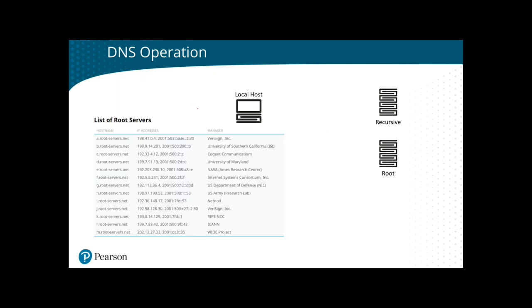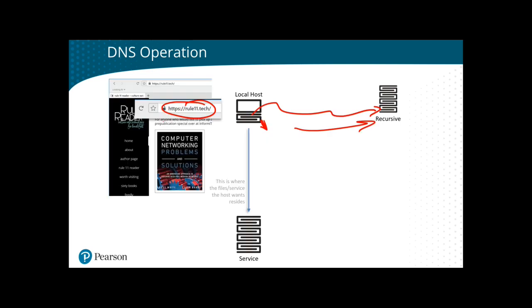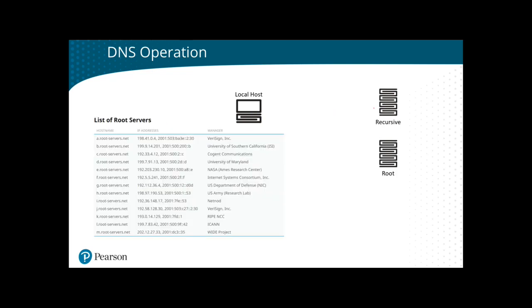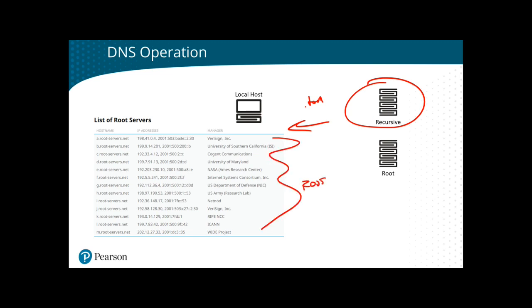So the recursive server starts on the right side of the domain, which in this case is .tech, and it moves to the left. So the first thing the recursive server needs to do is say, where is .tech? Well, where does it get this information from? Well, it reaches out to what is called a root server. Now, there are 13 root services in the world.